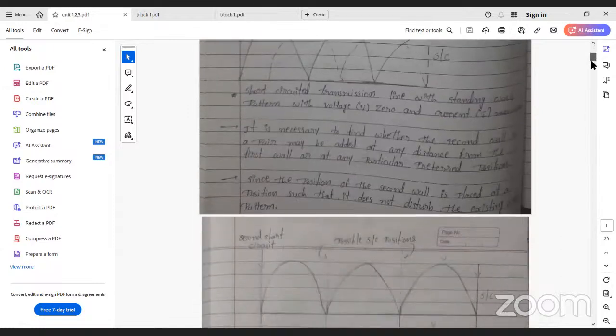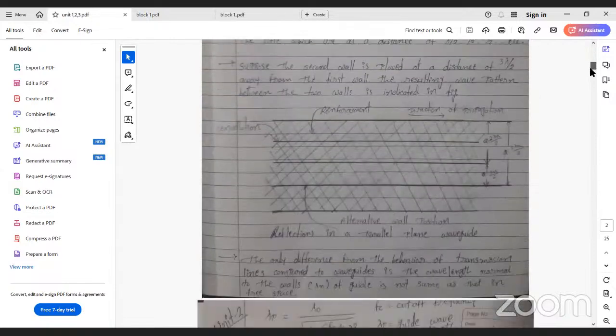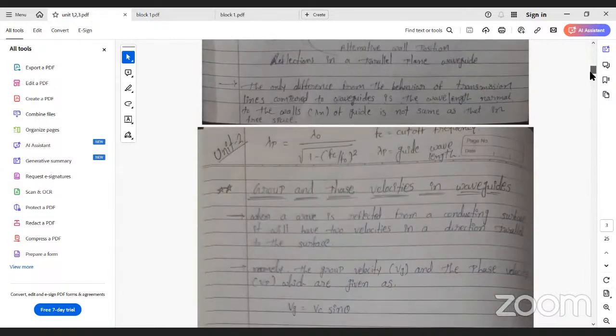Completed now? Parallel waveguide. What is the next topic, ma'am?